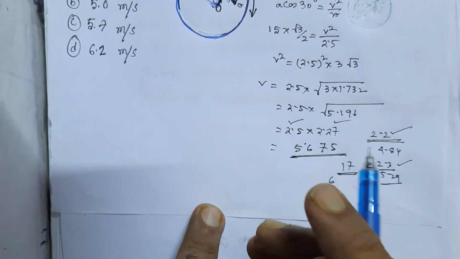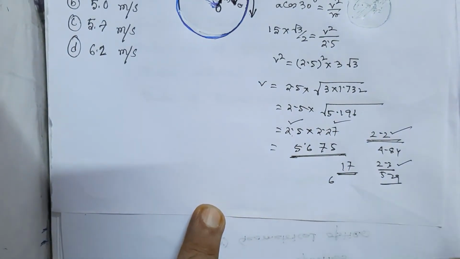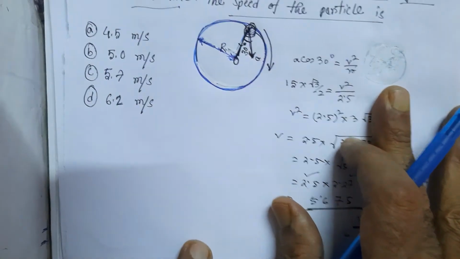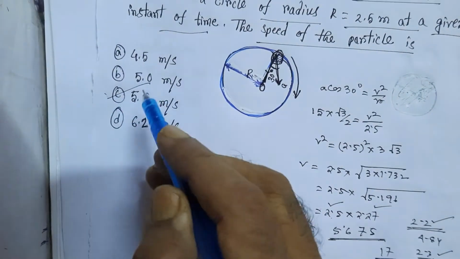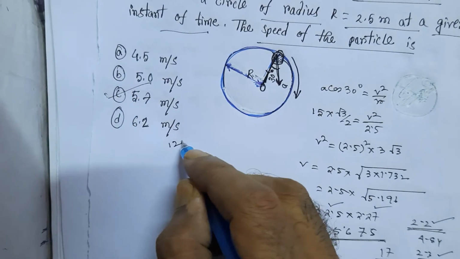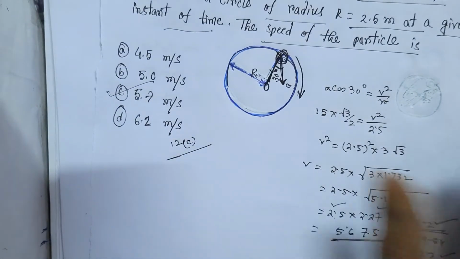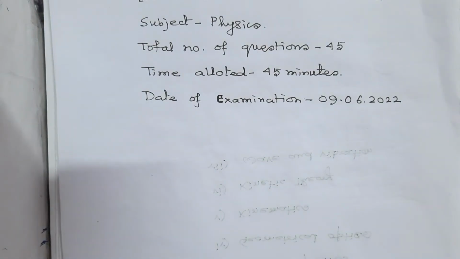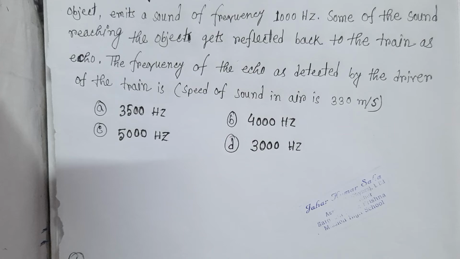That is nearly 5.7 meter per second. So the velocity is 5.7 meter per second. So our correct answer to question number 12 is C. Now let us see the next question. That is our question number 13.